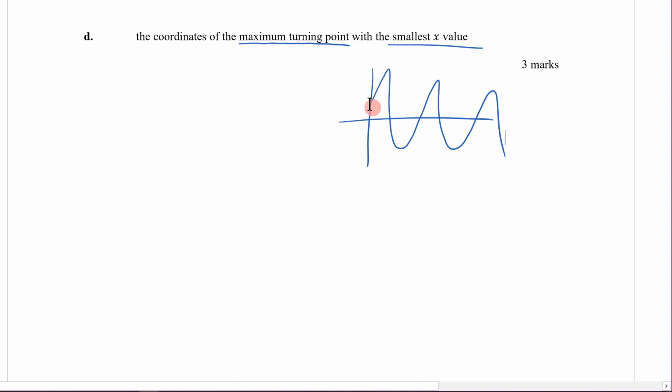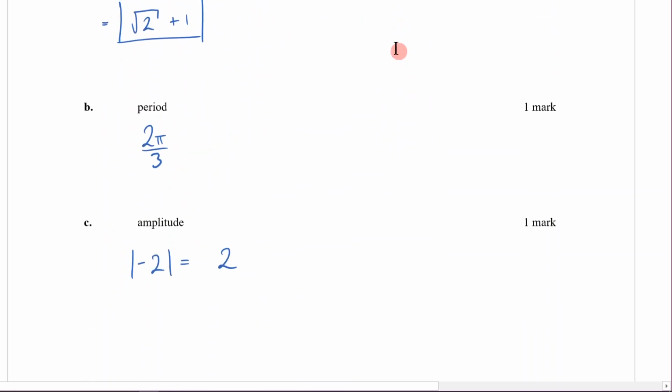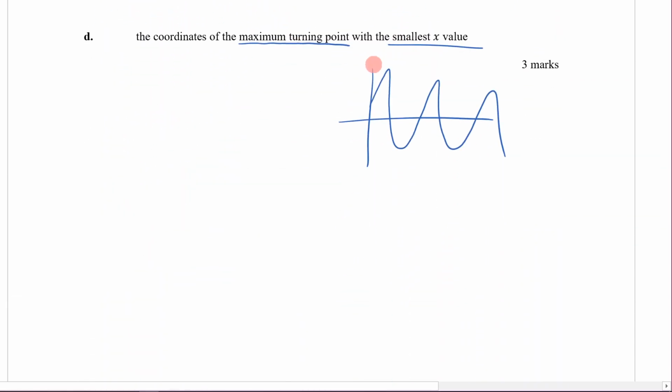The reason why I started here is because I know that my domain is between 0 and 2 pi. So if I'm starting at 0, that means my smallest x value, which is going to give me a maximum turning point, is going to be up here because it's a maximum, so it's the big one. That's the big turning point. So I'm trying to find where I first get that. How can I do that?